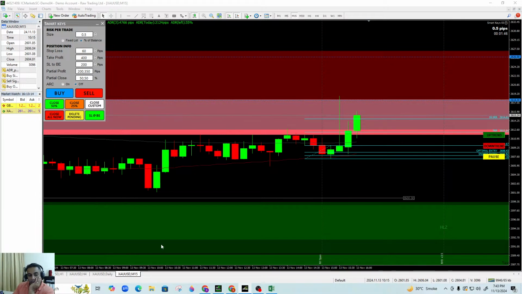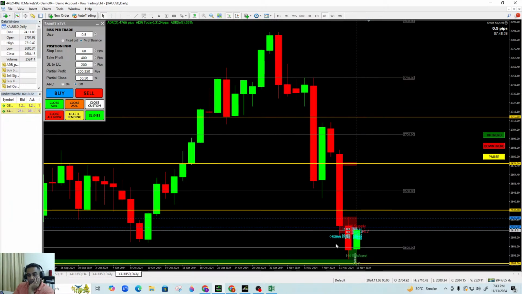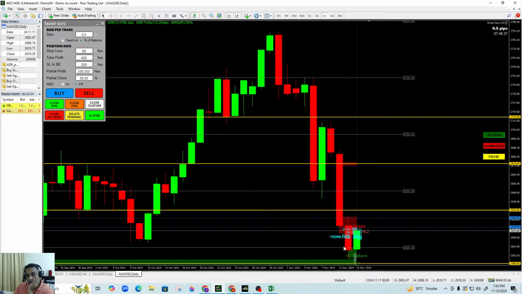On the daily, this is the pullback, this is the correction of the big move down. This correction can head to 2633, or it can head to 2650, any one of those.